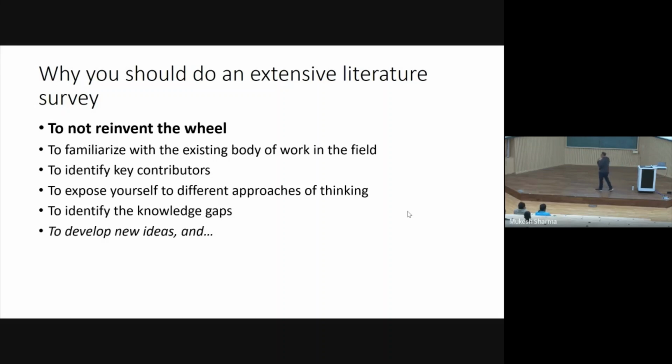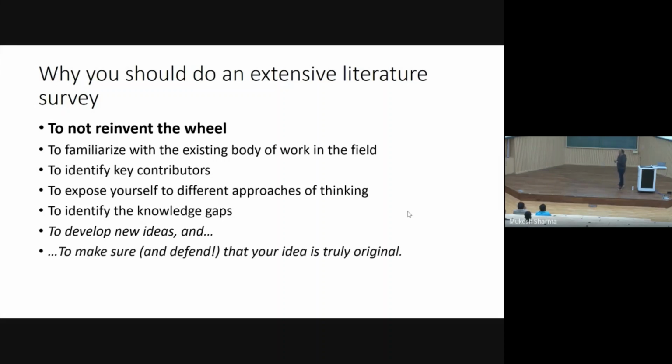So this means that you need to develop new ideas. Once you see what's out there, you see how people are thinking, you say, they didn't think about it in this way. So then you develop new ideas, and then finally you make sure and defend that your idea is truly original. The worst thing that can happen is you don't do your literature survey properly. You say, this is the best literature survey I've done. You go and present somewhere and they say, this is already done by a Russian some 50 years back. This is the importance of literature survey, right?